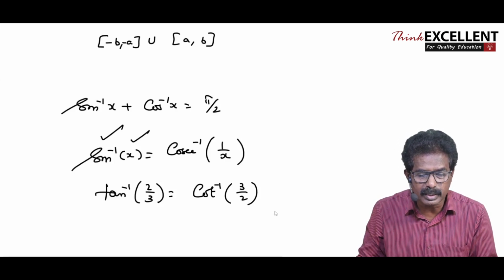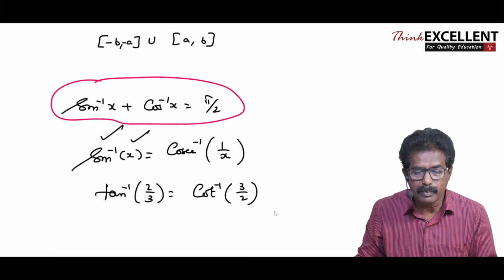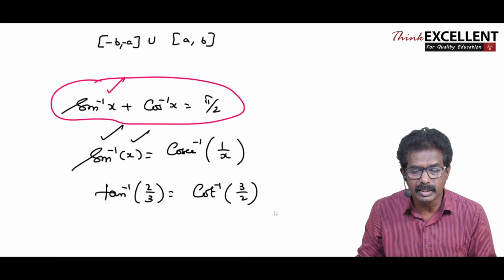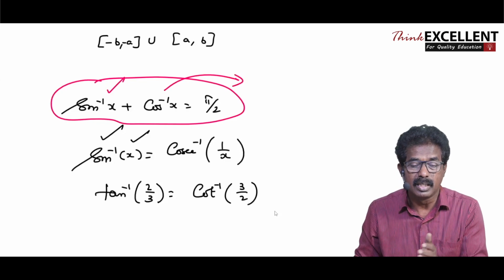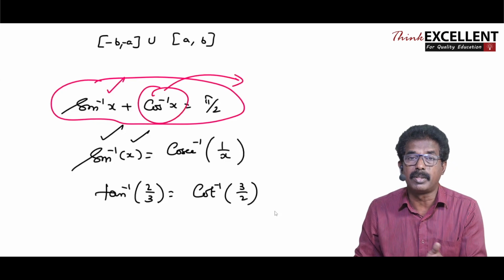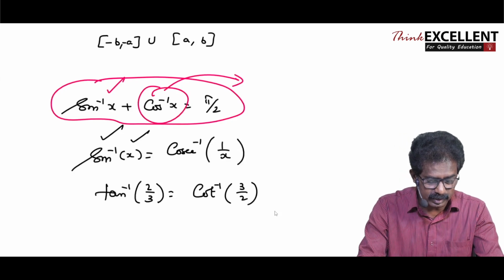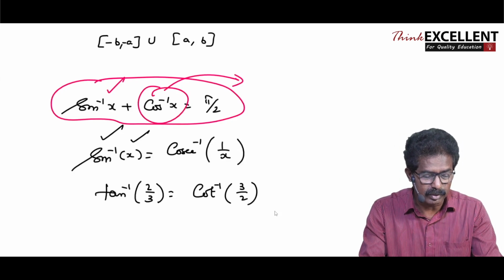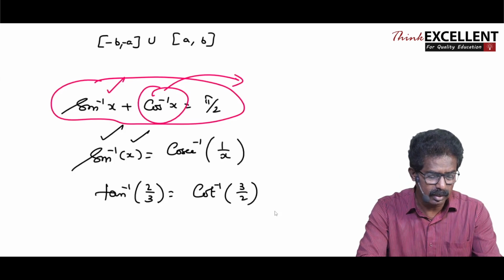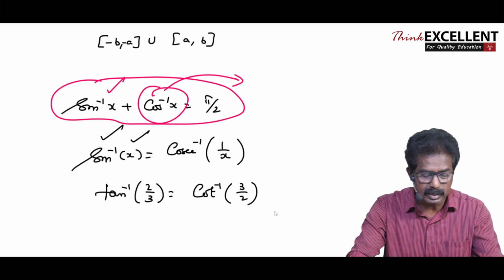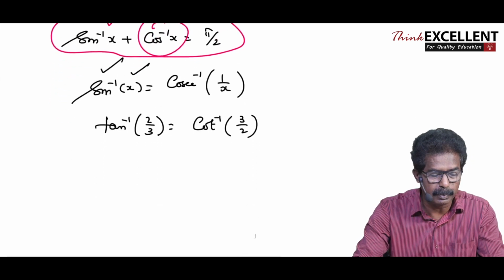And from here you can get two results. If I want sine inverse x, take the other term to the right side: sine inverse x is pi by 2 minus cos inverse x. If I want cos inverse x, it is pi by 2 minus sine inverse x. These values also you have to remember. Based on that we are going to do a few questions, and just one more very important result I'll give you.